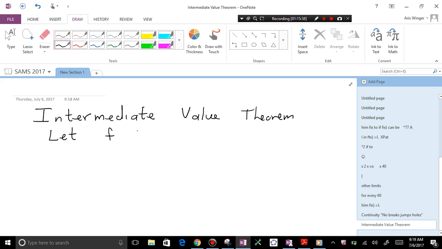Let f be continuous on the interval a to b, and that interval is closed. The temperature today started at 50 degrees. The high is going to be 95 or so. Will there be a time of the day where the temperature is 72 degrees?